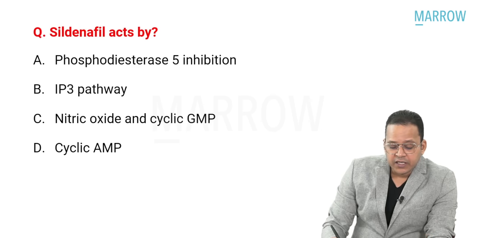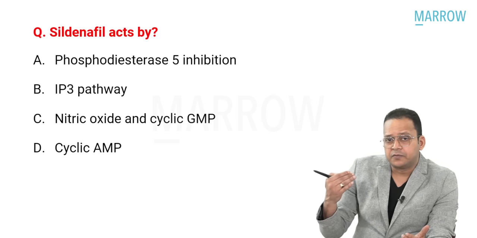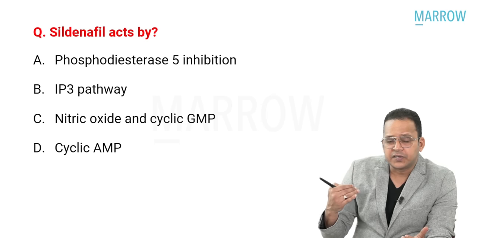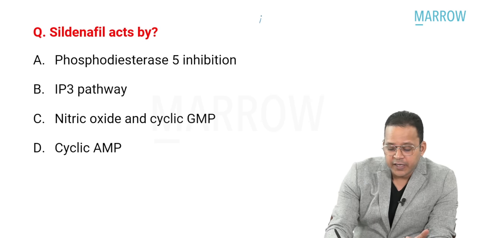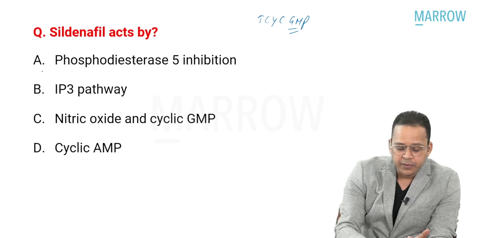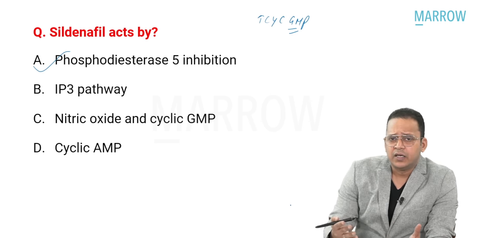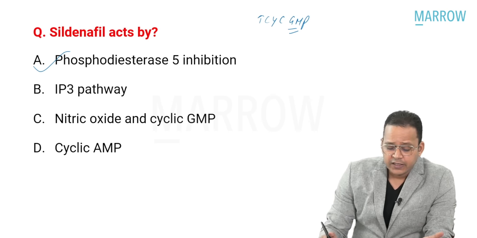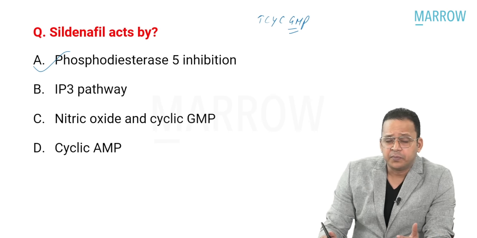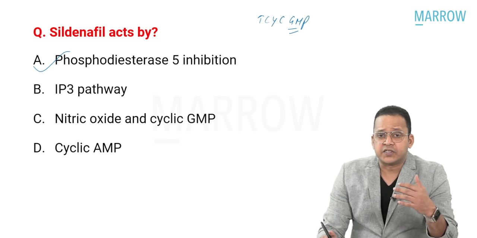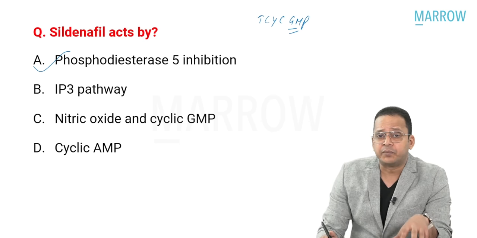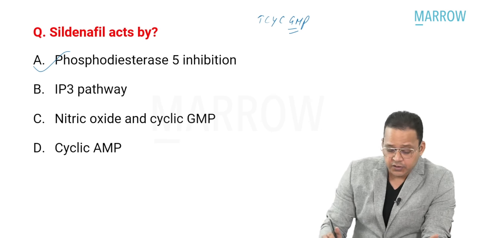Now again, sildenafil acts by. So this is a repeat of your MCQ from first session. In first session, they asked you, the answer was by increasing what? Cyclic GMP. And that is by inhibiting which enzyme? Phosphodiesterase 5. I've already discussed the details. I'll not go into those details again, right? So sildenafil blocks phosphodiesterase 5, increases cyclic GMP, produces vasodilatation. And that is the reason why it is a drug of choice for treatment of what? Erectile dysfunction, right?